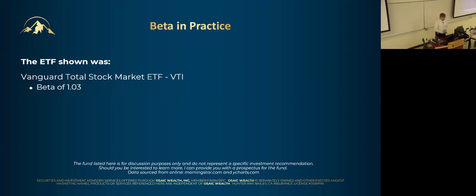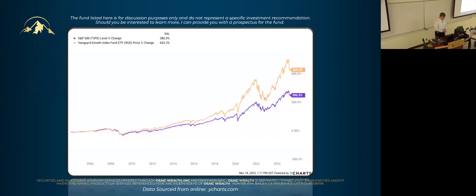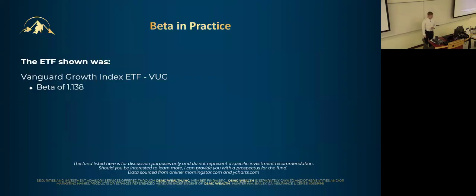Right. So next we've got another one. So we've got two funds here. Remember, we've got that S&P 500 in purple, and we've got that Vanguard ETF in orange. So if you had to guess, what do you think the relationship of the orange's beta versus the purple is? Well, you guys are right. It's a beta of 1.138, a little bit higher.